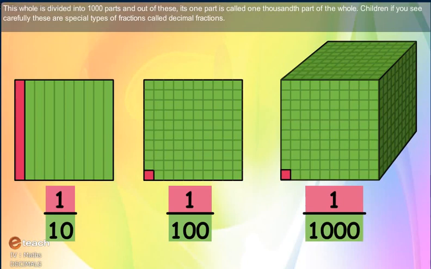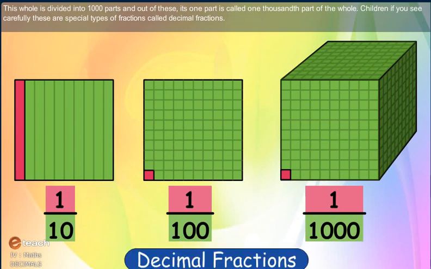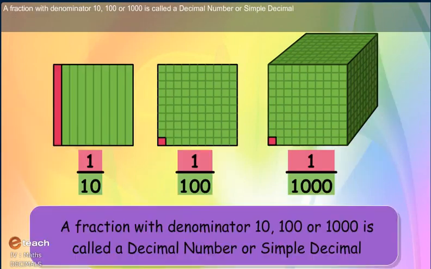Children, if you see carefully, these are a special type of fractions called decimal fractions. A fraction with denominator 10, 100 or 1000 is called a decimal number or simply decimal.